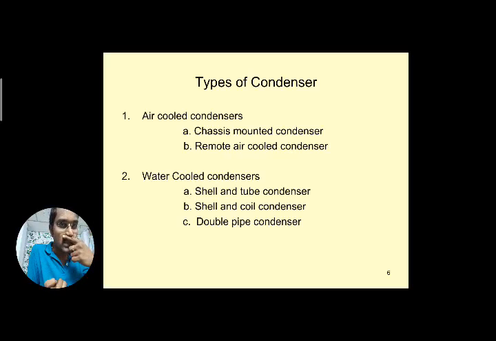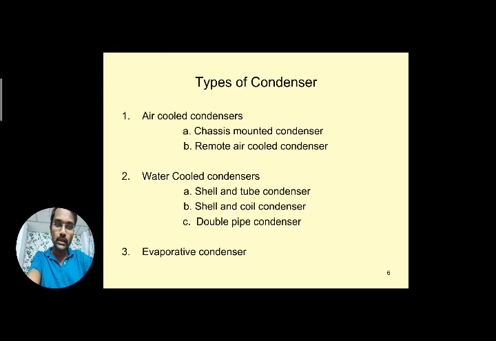Next, coming to the water cooled condensers, there are different types like the shell and tube condenser. We will see all these diagrams: shell and tube condenser, shell and coil condenser, and double pipe condensers. So you will see these types of condensers, air cooled and water cooled. The double pipe condenser can be taken as a combination where both media make contact. In this double pipe condenser the cooling medium is water and air, and both will make contact.